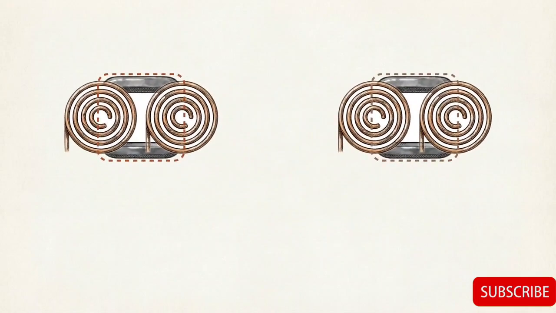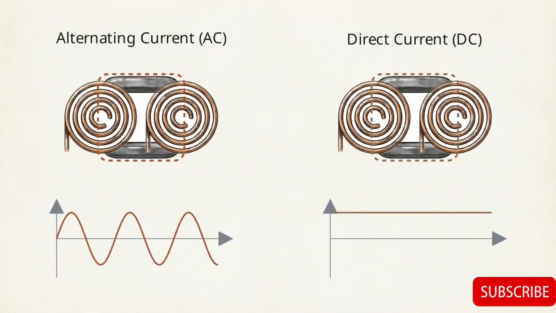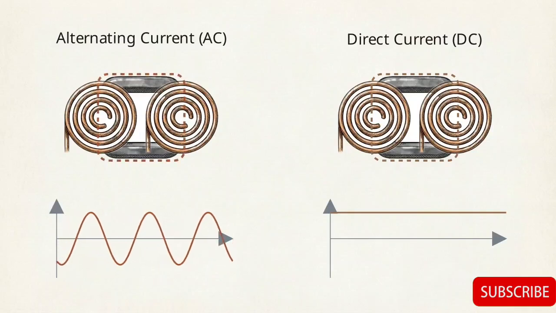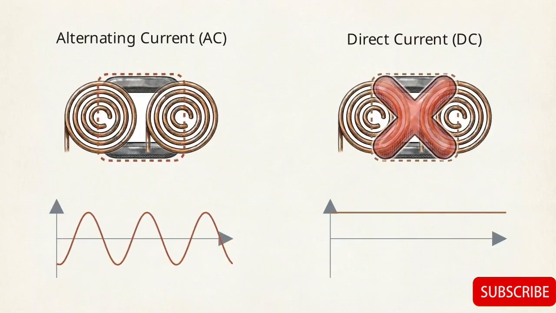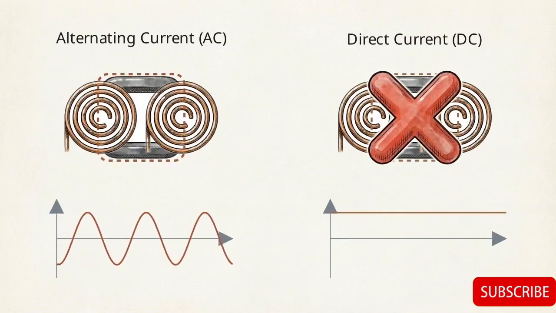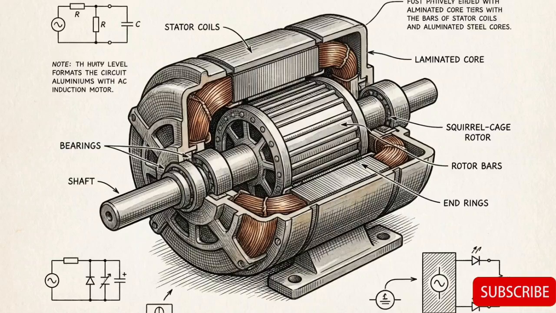Looking at this split-screen comparison, you can see why transformers require alternating current, or AC. AC creates a changing magnetic flux, which is necessary for induction. The system fails on direct current because DC produces a constant, motionless flux. Next is the induction motor, which runs on electromagnetic induction.